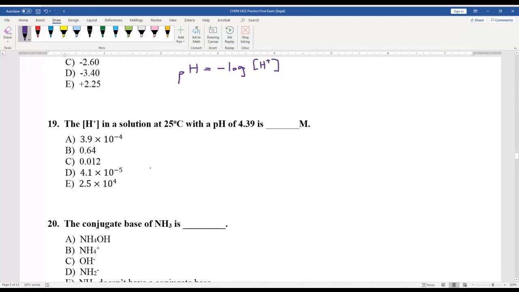It says the H plus concentration in a solution with a pH of 4.39 is blank. This just involves a little logarithmic mathematics. Once again, I'm probably not going to take too much time going through this, but essentially, 10 to the negative pH is equal to the concentration of H plus. If you need more explanation on that, please feel free to check out the answer key or to stop by the Science Learning Center. Cool.